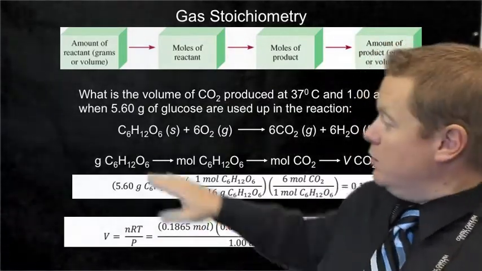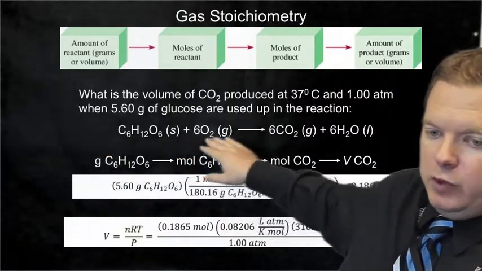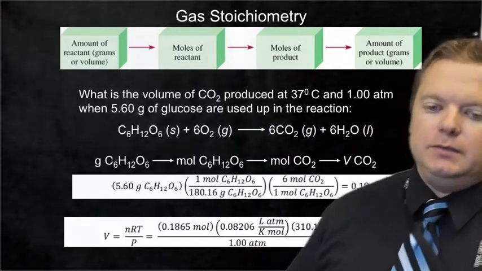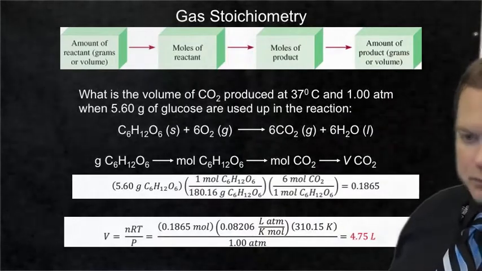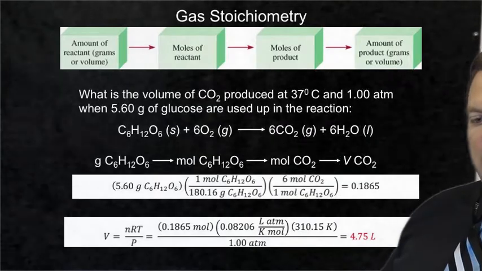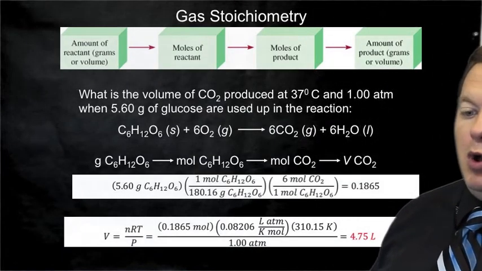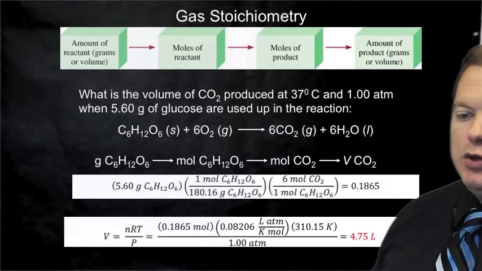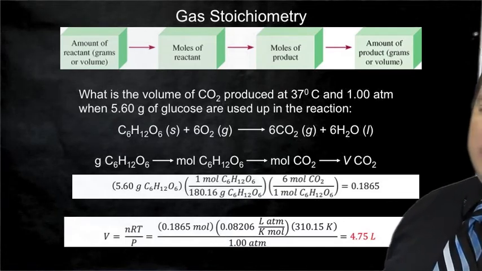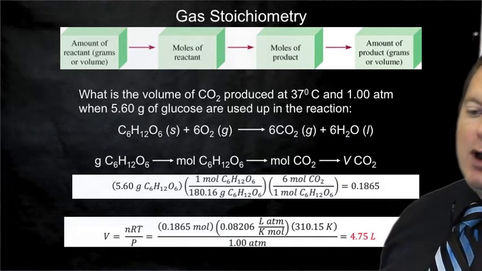Right? So in general, we're going to go from the grams of glucose to the moles of glucose. Using the molar ratio, we'll go to the moles of carbon dioxide, and finally to the volume of carbon dioxide. So if we look here, we have the 5.6 grams of glucose. Convert to moles using the molar mass. We have 1 mole is 180.16 grams of glucose. The molar ratio between carbon dioxide and glucose, we get 6 carbon dioxides for every 1 glucose. So we end up with forming 0.1865 moles of carbon dioxide.